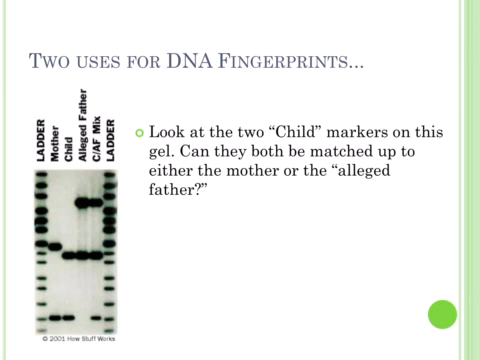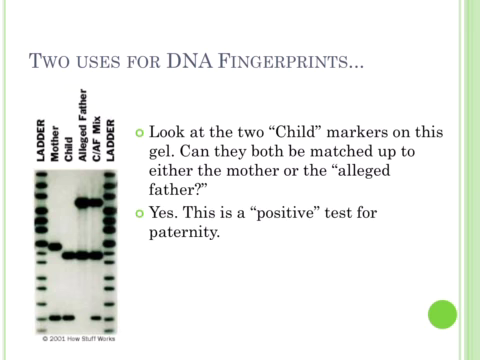So if I look here again, you'll see the ladders. I have the mother, the child, and the alleged father. The child should have 1 band from mom and 1 band from dad. If we look at the child, the lowest band lines up with the mother, but the upper band of the child lines up with the lower band on the father. And when you do this child-alleged father mix, you only get 3 bands of DNA. So yes, this is a positive test for paternity. I'd like to point out that in a real paternity test, you use far more than 1 of these.